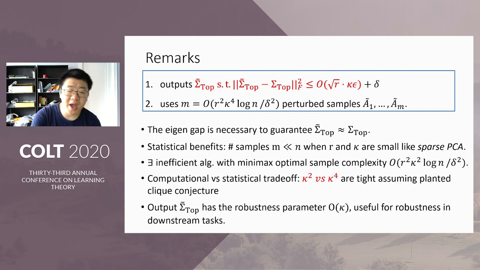The last thing I want to add here is that the output sigma tilde top also has the robustness parameter in the order of kappa, and this is very useful for robustness in downstream applications. So that's what I want to say about the upper bound.